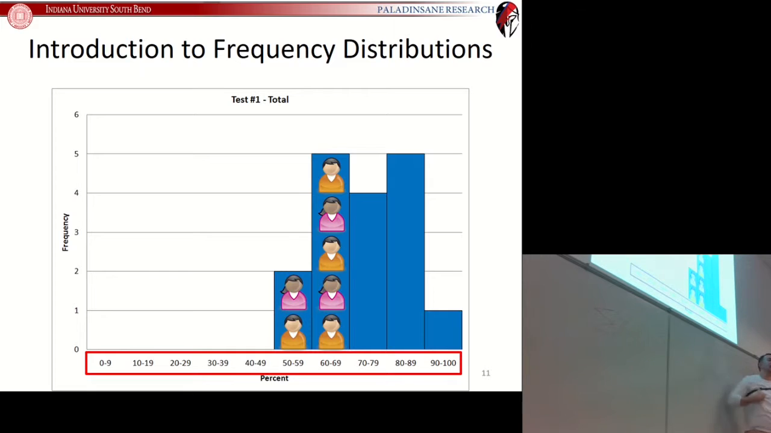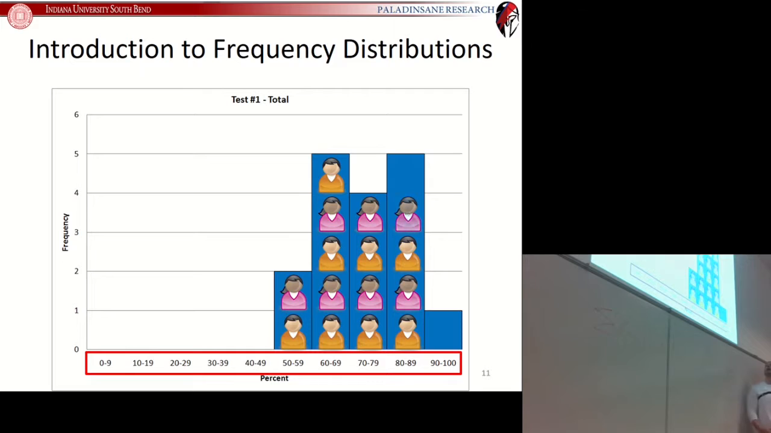Between 70 and 79, we got 4 people living in that apartment. Between 80 and 89, we got another 5 people living in that apartment. And then all by their lonesome, over here in 90s to 100 land, we got 1 individual that scored that high. So that's the way to think of a frequency distribution. It's individuals stacked on top of each other. The height of the bar tells you how many people got any particular score, and it's ordered in a way that it can make sense to you visually.